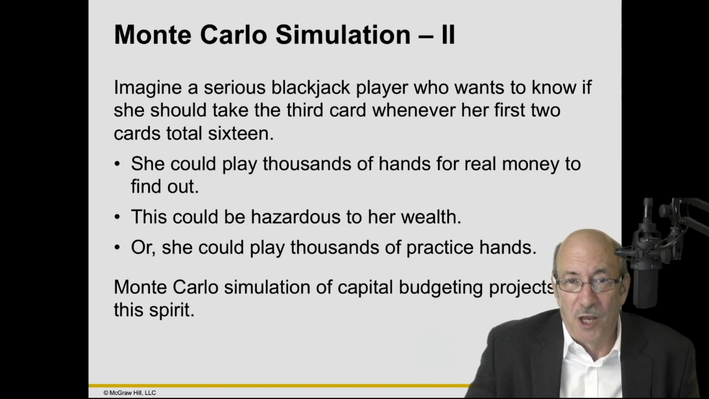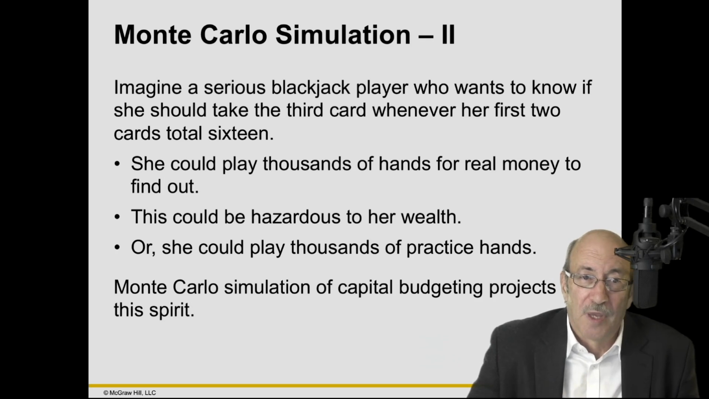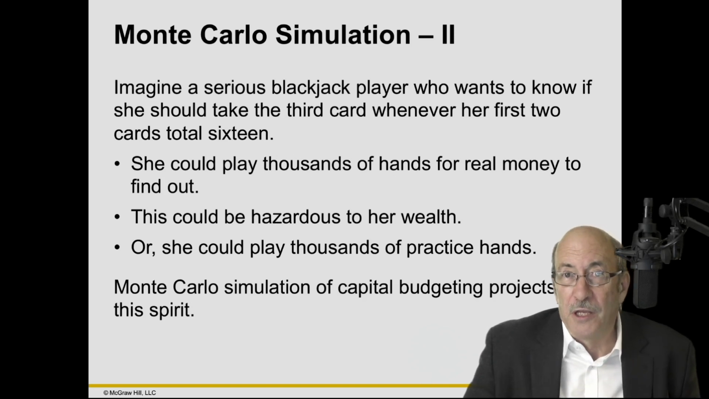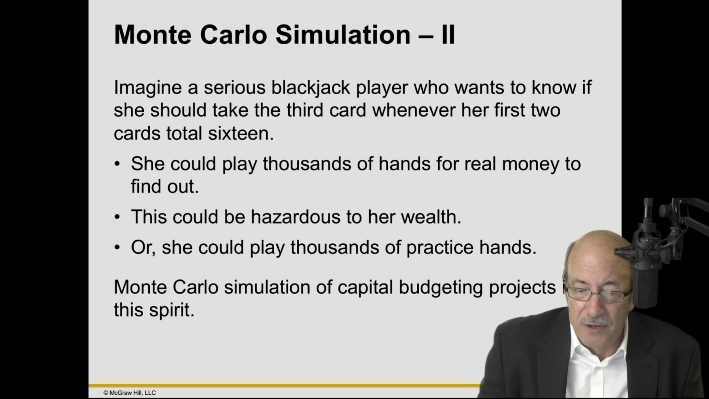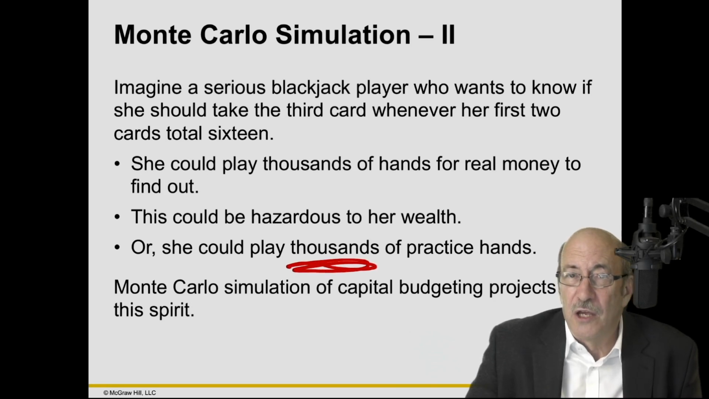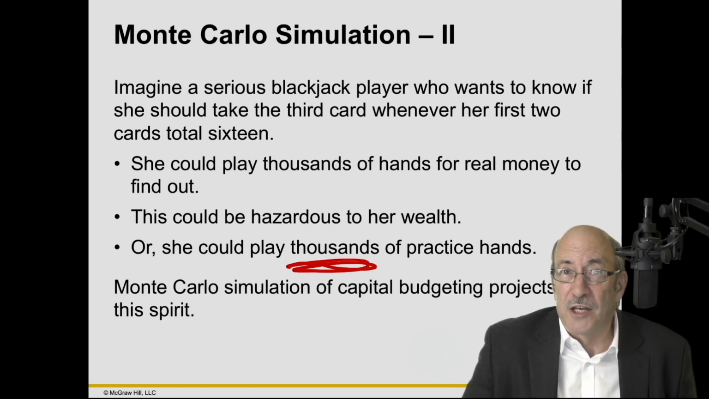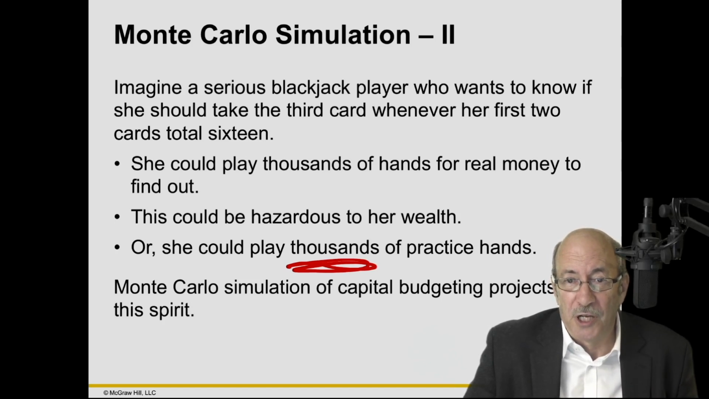So the example your authors give is, suppose that you're a blackjack player. You could play 1,000 hands for real money and find out whether you should take a third card when the first 2 total 16. Well, that's probably a good way to lose a whole lot of money. So why don't you do it just without money? Do it with practice hands 1,000 times and see which creates the highest value, whether you take the card every time or don't take the card. And we're going to use the same technique, but we're going to apply it to a capital budgeting problem.